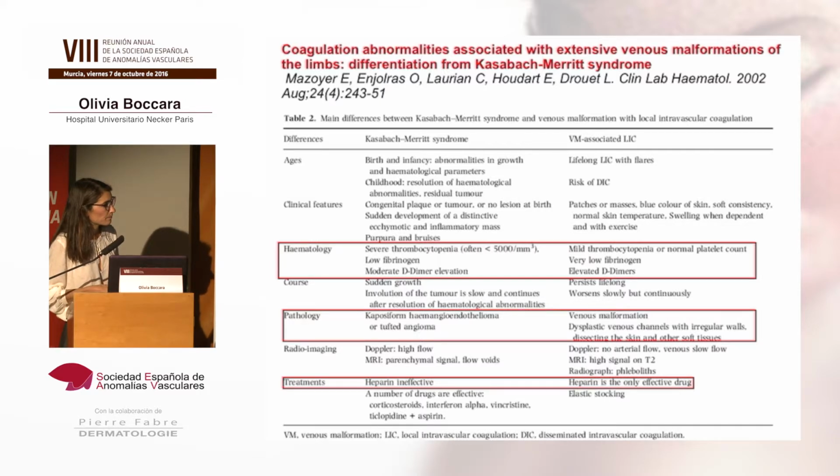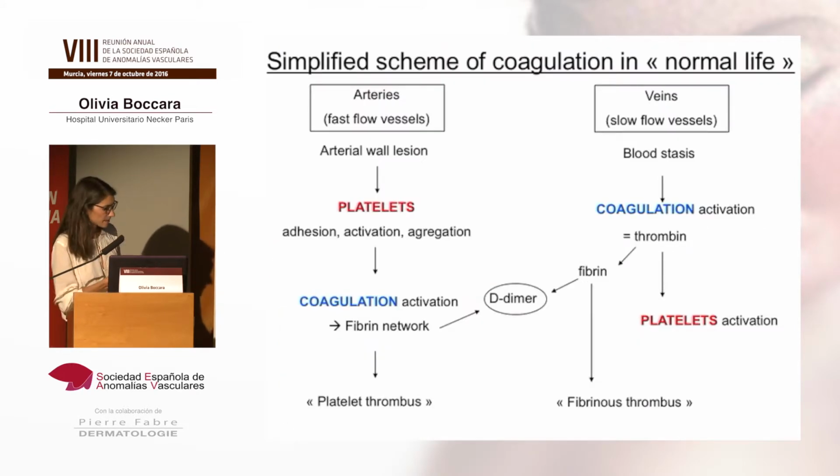You may know that in KMP, the mechanism started with the platelets, which are trapped in the tumor, while in the venous malformation, as I explained to you previously, the whole phenomenon started with the coagulation factors, and the platelets may be involved, but very late in the phenomenon. To understand it more schematically, I use this scheme of what's happening in normal life, in slow flow vessels and fast flow vessels.